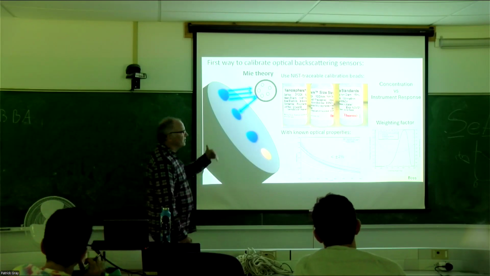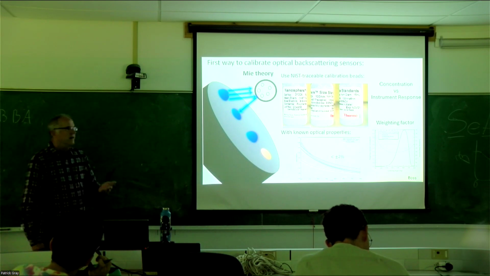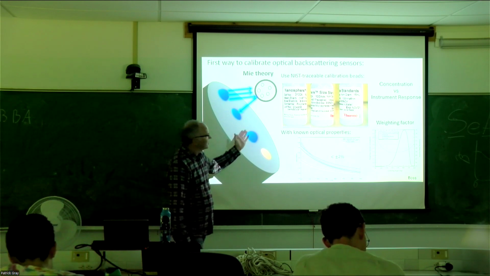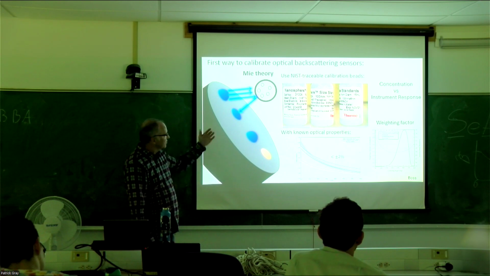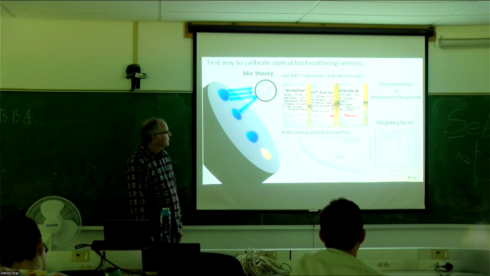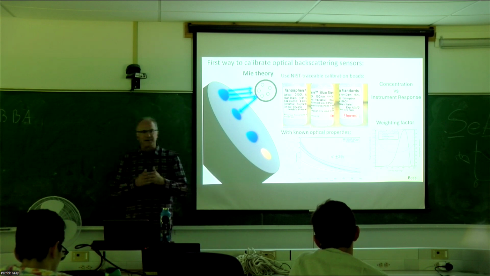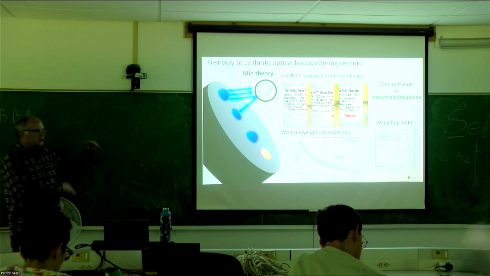So basically, you're using these spheres then to go into Mie modeling to figure out what your response function should be. So typically, you do this at 1, 2, maybe different particle sizes of your standard, and do a concentration versus instrument response function with it. So here's my output in counts.